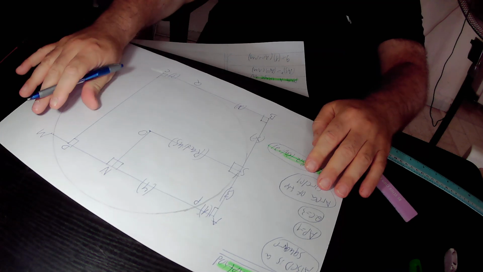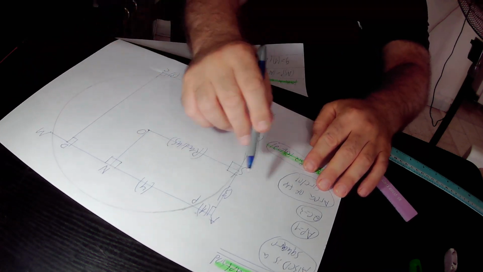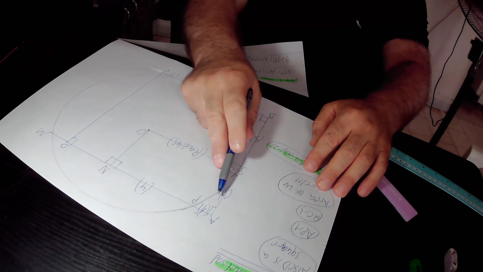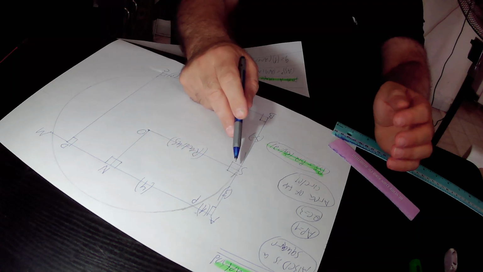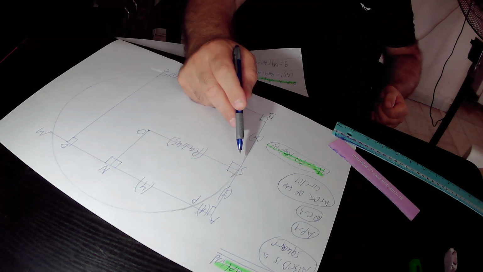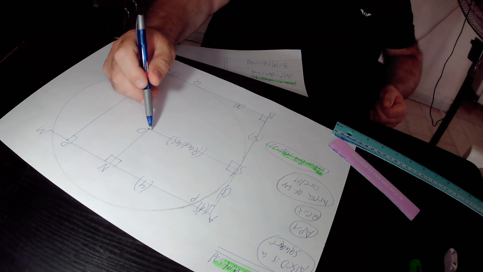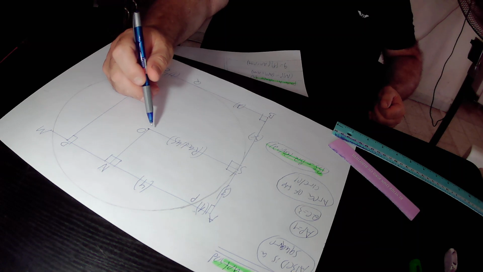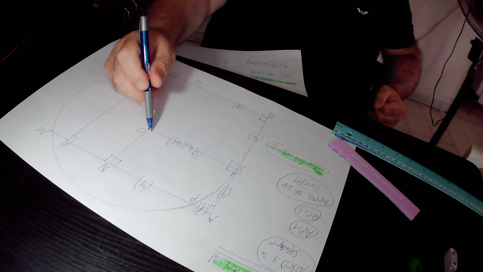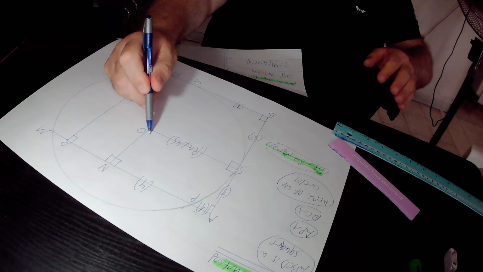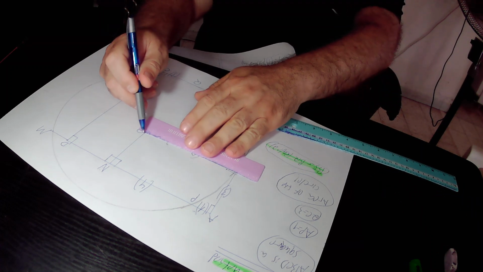So inside quadrilateral ANOS, we have 1, 2, 3 right angles. The sum of 3 right angles is 270 degrees. So 270 degrees plus the size of this fourth angle, in total they must equal 360 degrees, according to the rule that the sum of the angles in any quadrilateral is equal to 360 degrees. And therefore this fourth angle must be equal to 90 degrees.